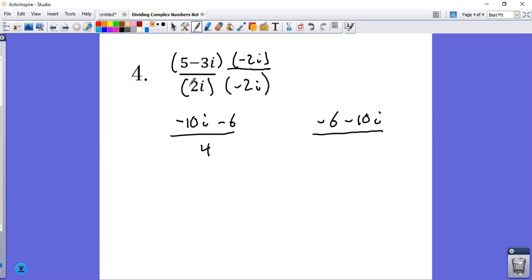So if you multiply the imaginary times its opposite, it will give you a positive denominator. And in math, we like positive denominators. Now this will reduce, and you can reduce that. Everything reduces by 2. So that'd be negative 3 over 2 minus 5 over 2i.